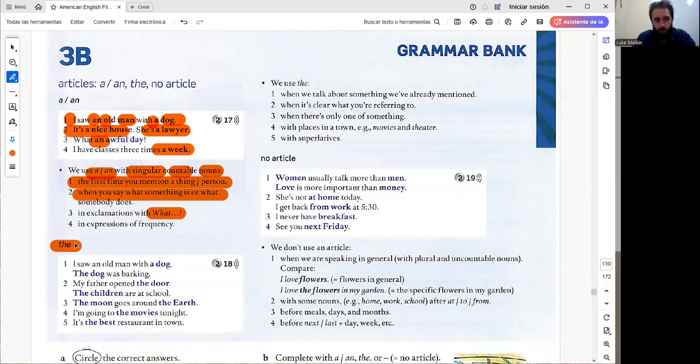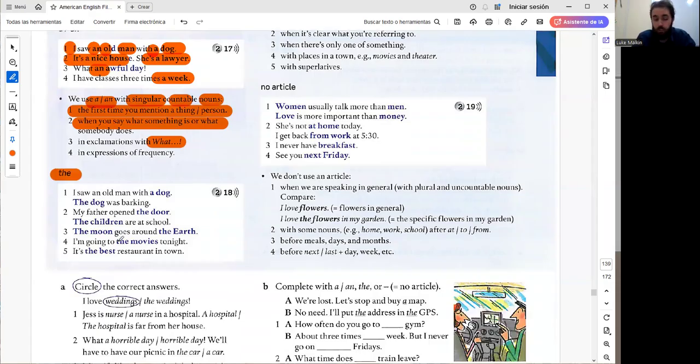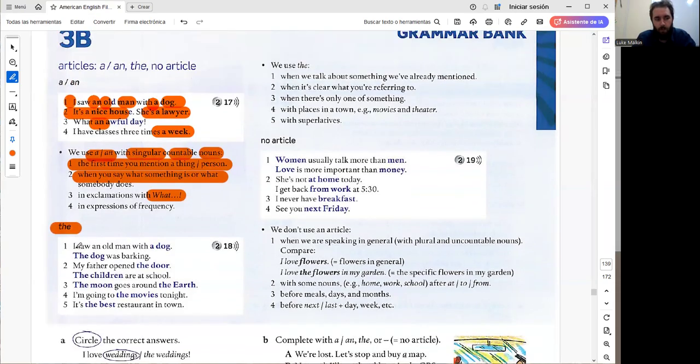We use the for different situations. Let's take a look. I saw an old man with a dog, so still the same example, but now the dog was barking. Which dog? The dog that I was talking about in the first sentence. It's the same dog. So to show that it is the same dog, we use the, not a. We use it when we talk about something we've already mentioned.